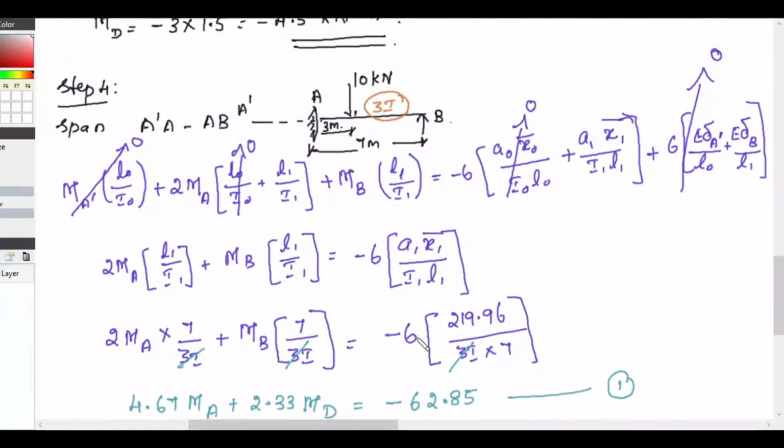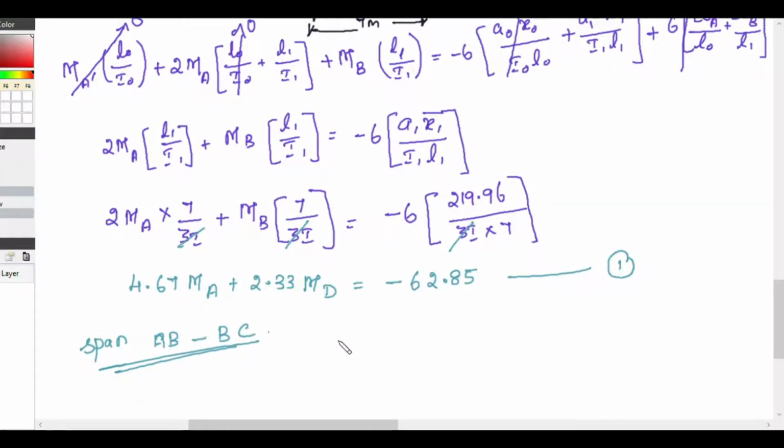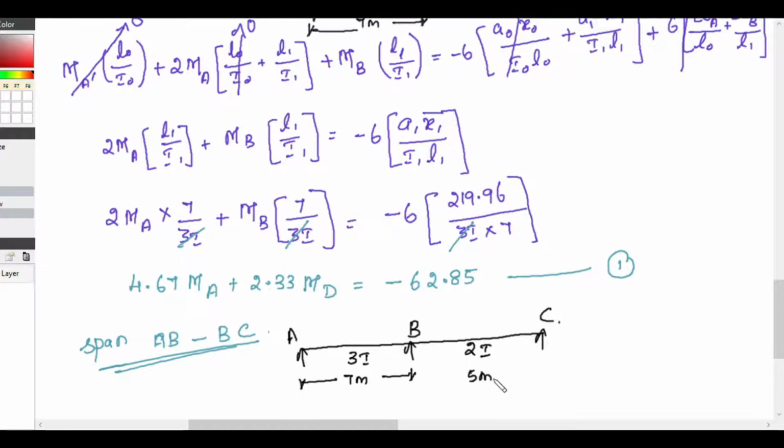So we will draw this first. Okay. So we have A, B and C. So for AB it is 3I, for BC we have 2I. For AB, the span length is 7 meter. For BC, the span length is 5 meter. So these are all the things that are needed for us. Okay. So now we will write the 3 moment equation.